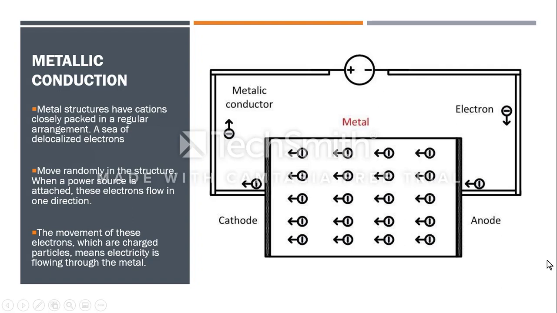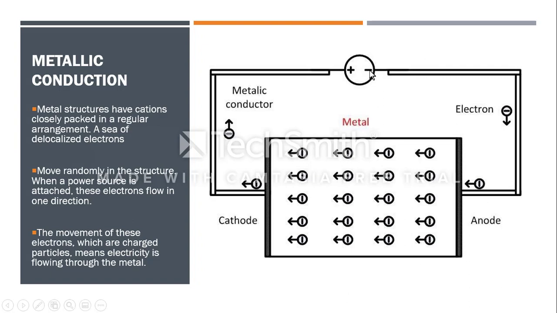Let's look at metallic conduction first. Okay, so we have our circuit set up here, and we have our material to be tested, which is our metal. Now this is expanded to show how you have your metallic bonding in your metal. All right, so we know that metal structures have the cations that are packed in a regular arrangement, and they are surrounded by a sea of delocalized electrons, and those electrons are normally moving very freely within the metal.